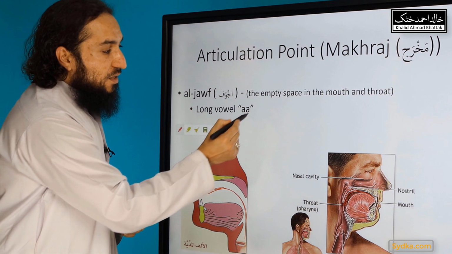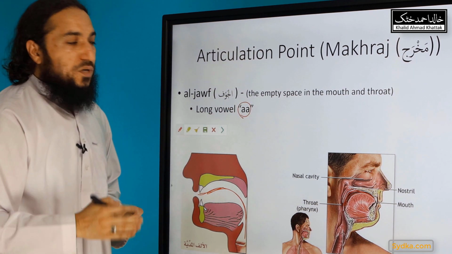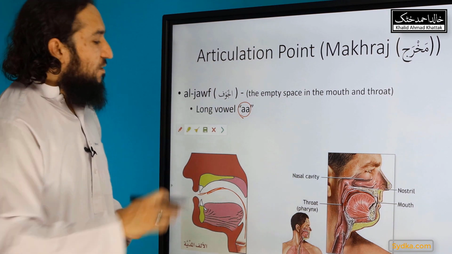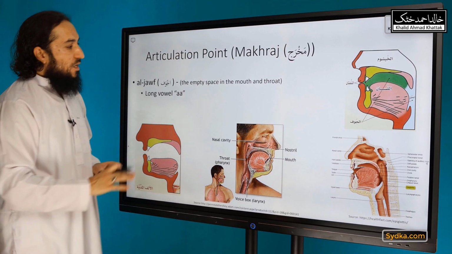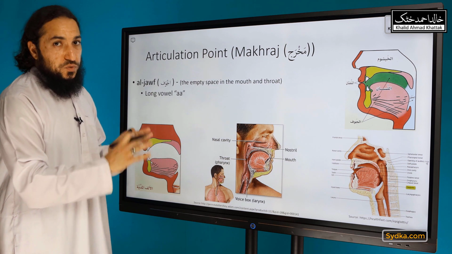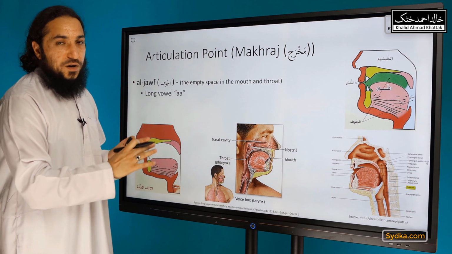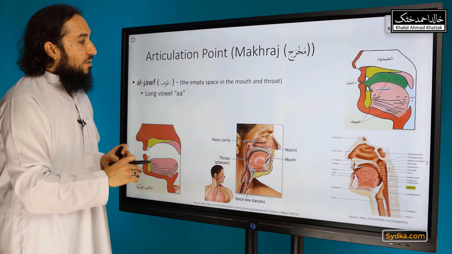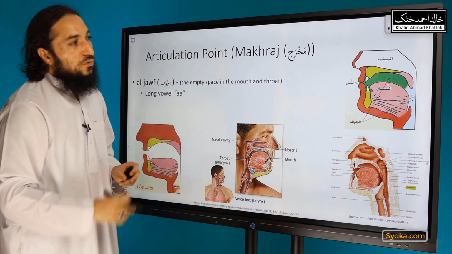A long vowel is 2 counts. I'll explain that in the next slides. Okay, so in brief, whenever we use Alif as a long vowel, its articulation point is the empty space in the mouth and the throat.